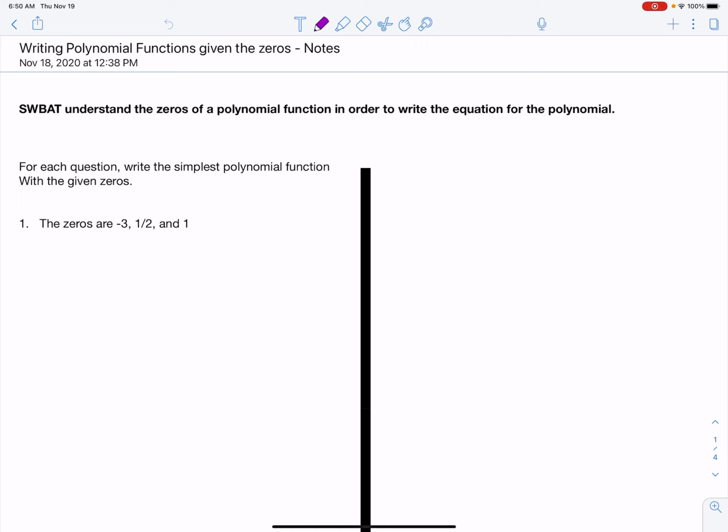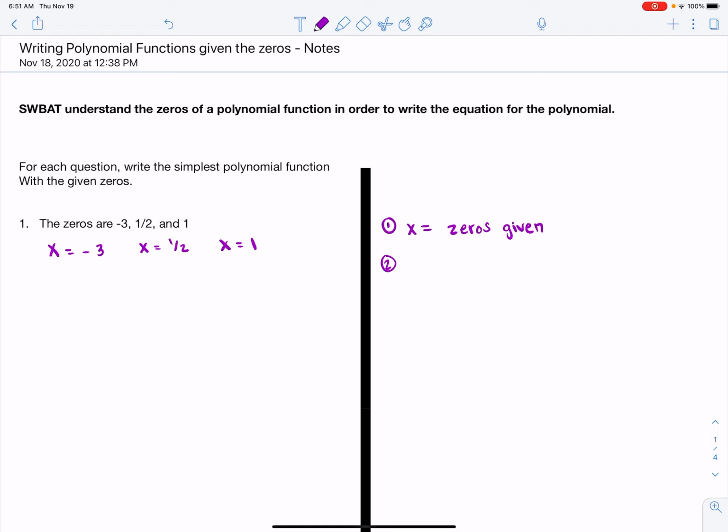So, step 1. If I know that the zeros are -3, 1/2, and 1, then think of that as being the answers you got yesterday. And when you got those answers, you knew that those were x values. So we knew x equaled -3, x equaled 1/2, x equaled +1, right? So the first thing we need to do is say x equals the zeros that are given.